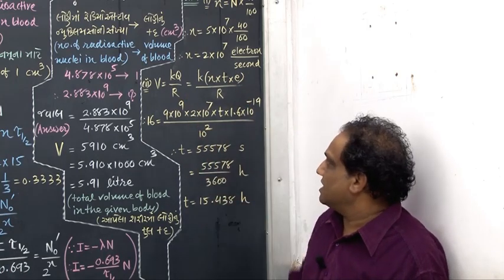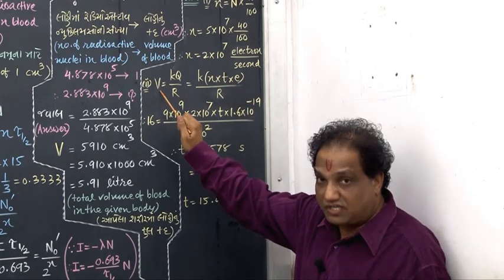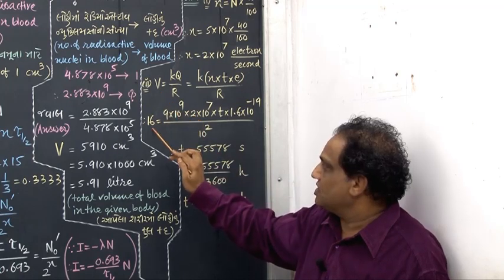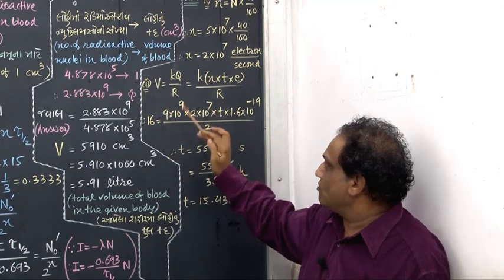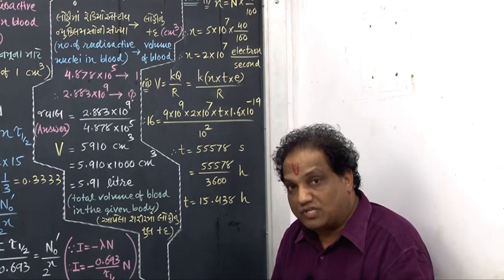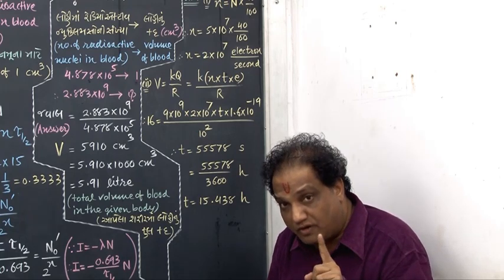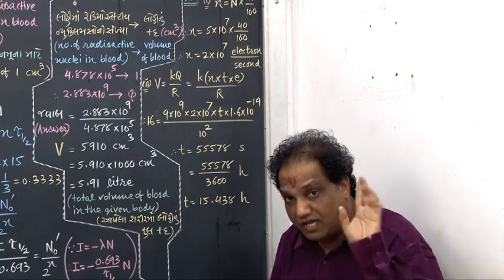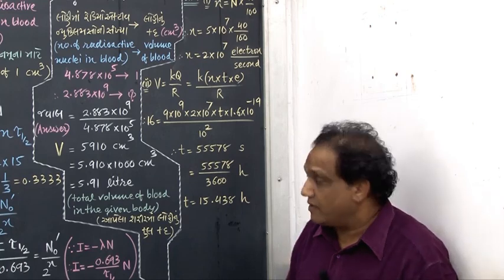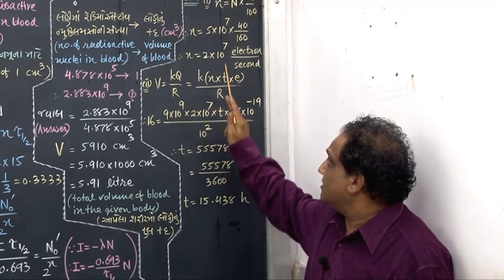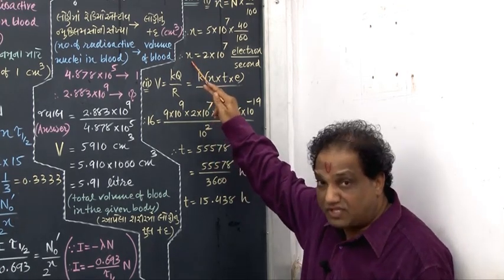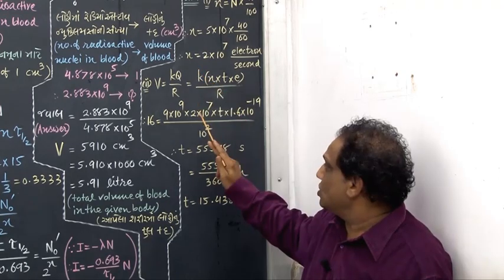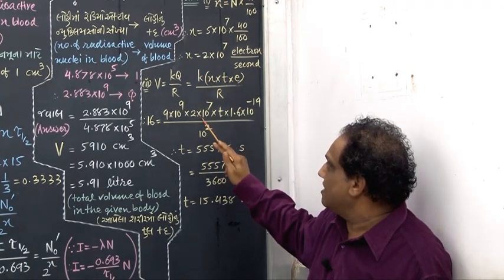This capital V, this potential they have given in the statement, 16 volt. Value of small k, this is the proportionality constant coming in Coulomb's law. You must remember from third semester, 9 into 10 raised to 9 Newton meter square upon Coulomb square. What about small n? That is the number of electrons emitted from the surface of the sphere in 1 second, 2 into 10 raised to 7. Same number I am writing here.